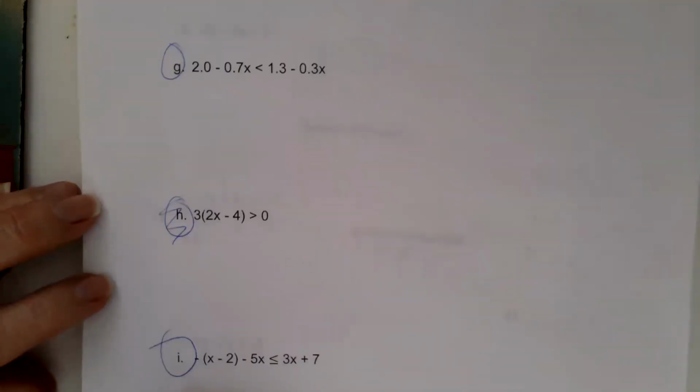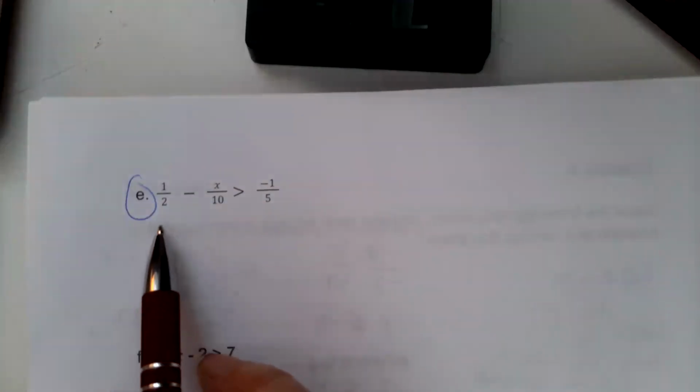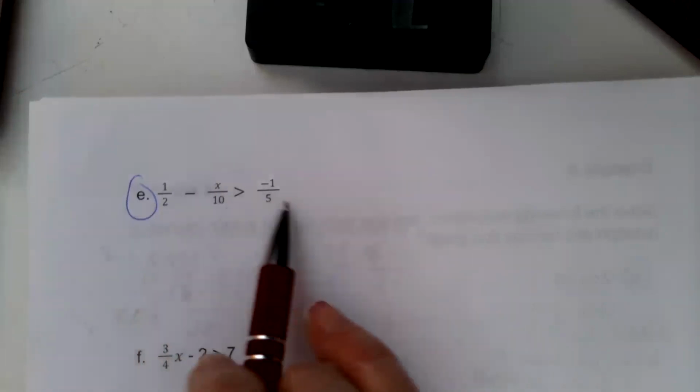So let's go ahead and flip the page. I'm going to do E. So because I have fractions, I'm going to multiply through by the number that will cancel out all of them. So 10 is a multiple of 2, 10, and 5. So I'm going to multiply by 10.